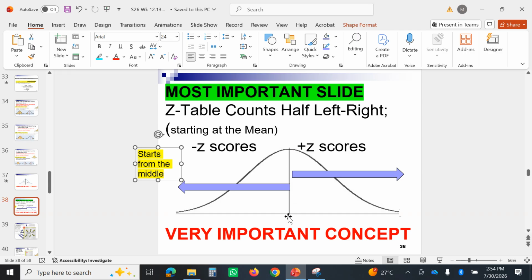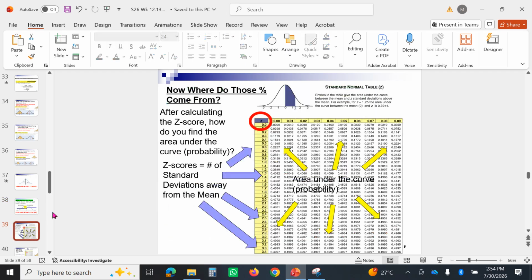Everything starts from the mean. And it won't make sense right now, but if you can just put a pin in that, okay? When you're calculating the area under the curve, the Z table measures from the 0 line to that data point. The 0 line to that data point, okay? It always starts from the middle, and I'll show you guys this in 2 shakes.